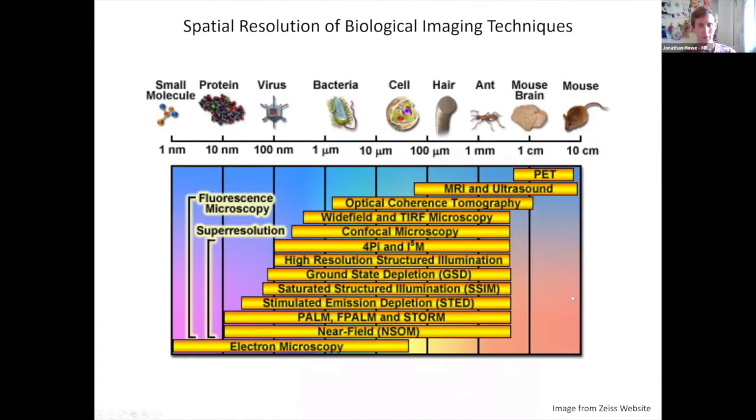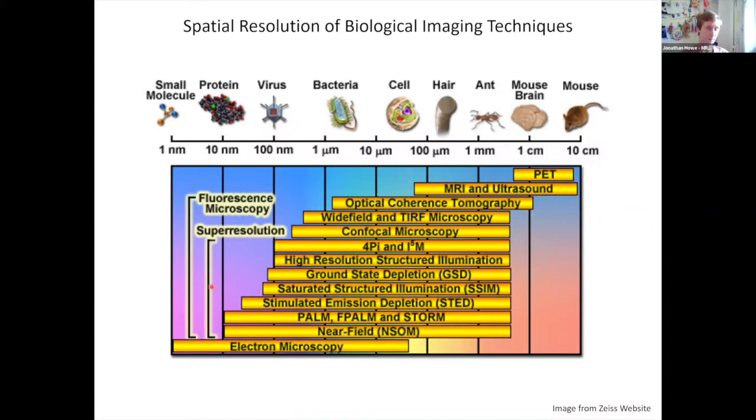So before I get into the techniques, I thought it was useful to discuss the length scales in biological imaging techniques. Depending upon your sample of interest, obviously you would use different imaging techniques. If you were looking at whole tissues or organisms, then you would use medical imaging techniques such as PET scanning, MRI, ultrasound.